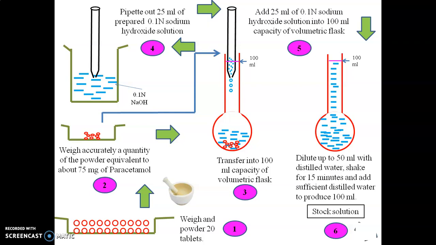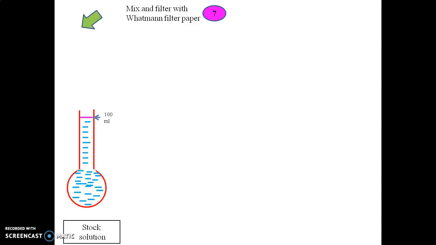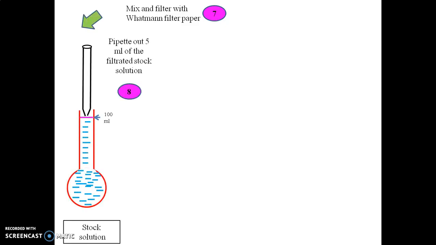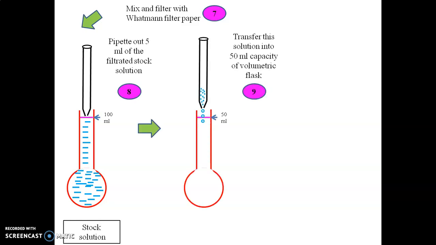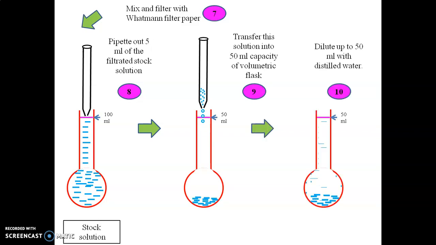So this is the stock solution. You have to label the volumetric flask to avoid any confusion. Now mix well and filter with Whatman filter paper. After that, pipette out 5 ml of the filtered stock solution and transfer into another 50 ml volumetric flask, and then dilute up to 50 ml with distilled water. So this is dilution number 1.